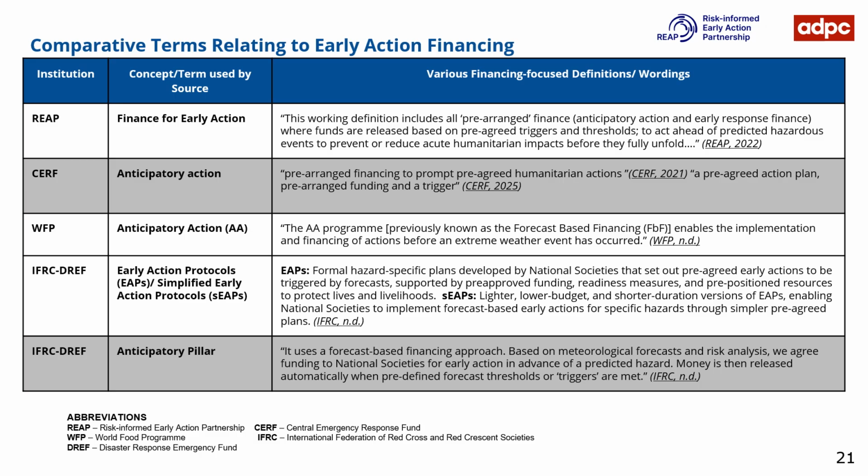Second, there are pre-agreed triggers or thresholds. These determine when finance should be released or when action should begin. Third, there are pre-agreed actions. These identify what will be done, by whom, and for whom. Fourth, there is pre-arranged finance, so resources are available when the trigger is reached.